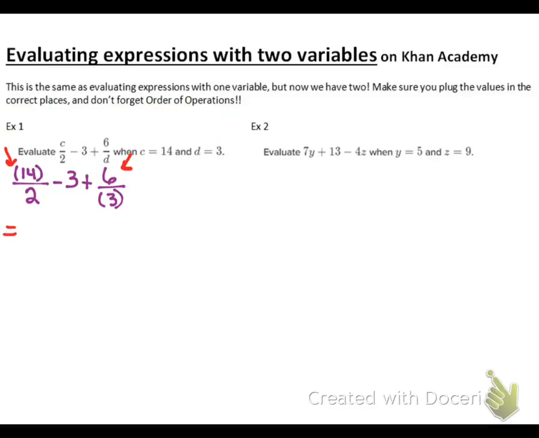So the first one I'm going to do is 14 divided by 2. What's 14 divided by 2? 7. I'm going to bring down my minus 3 because I can't do anything with that yet. And then I'm going to do my second division. 6 divided by 3. 2. And what's the operation sign between this 3 and the division problem? Plus. So I'm going to bring down that plus.